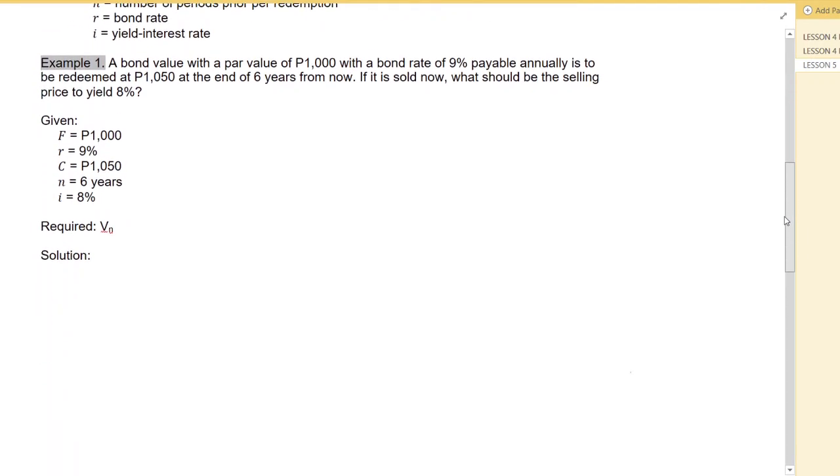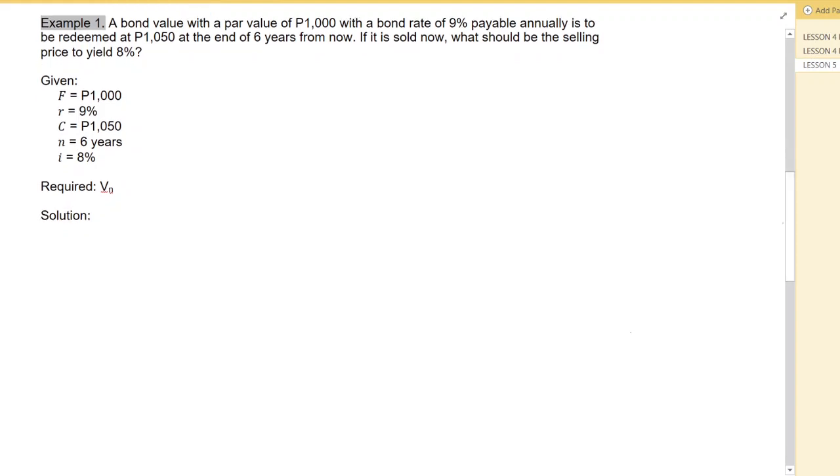Okay, so if we have here example number 1, a bond value with a par value of 1,000 with a bond rate of 9% payable annually. So M there is already equal to 1 since that is payable annually, is to be redeemed at 1,050 already. So that will be the future amount, or the amount to be redeemed, at the end of 6 years from now. So that is the period of redemption, that is n. If it is sold now, what should be the selling price to yield 8%?